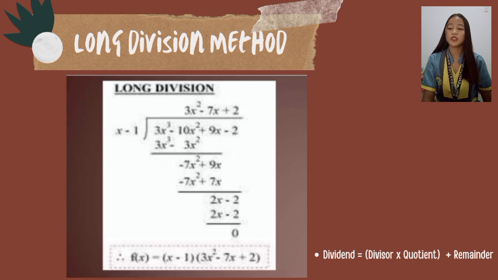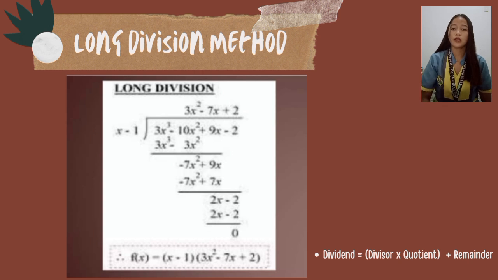And the next step is multiplying. You will multiply 2 to the entire divisor. So, it goes like 2 multiplied by x is equal to 2x. Then, multiply again the positive 2 by negative 1, and the answer is negative 2, because unlike signs give negative 2. Then, after you multiply, we go to the next step, which is the subtraction. So, 2x minus 2 subtracted from 2x minus 2 is equal to 0. So, the final answer is x minus 1 multiplied by x squared minus 7x plus 2.